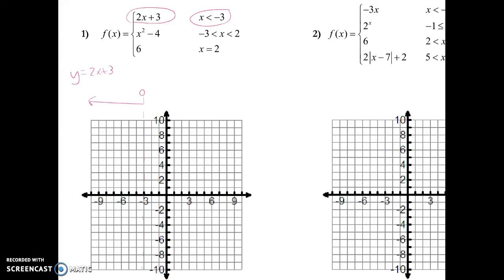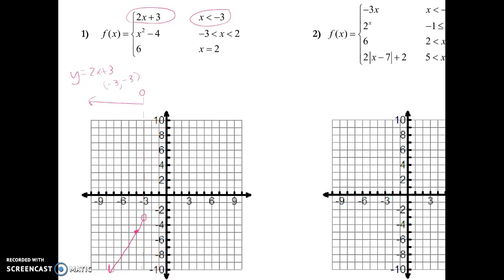So what we do is we plug in -3 there. And when we plug in -3, we are going to get -6 plus 3, or just -3. So we get the value of -3, -3. So we go to -3, -3, and put an open circle. Now this line exists for all x values less than -3. So then we're going to plug in a value less than -3, like -4. So -8 plus 3 gives us -5, which would be down here. And I can go ahead and connect the dots, and that is what that piece of graph would look like.